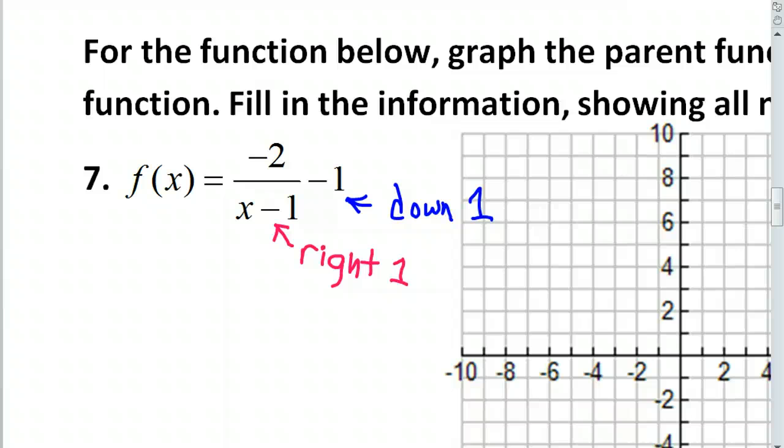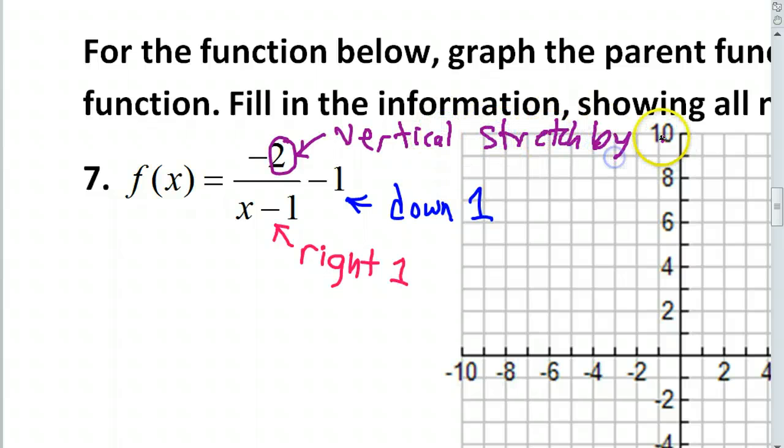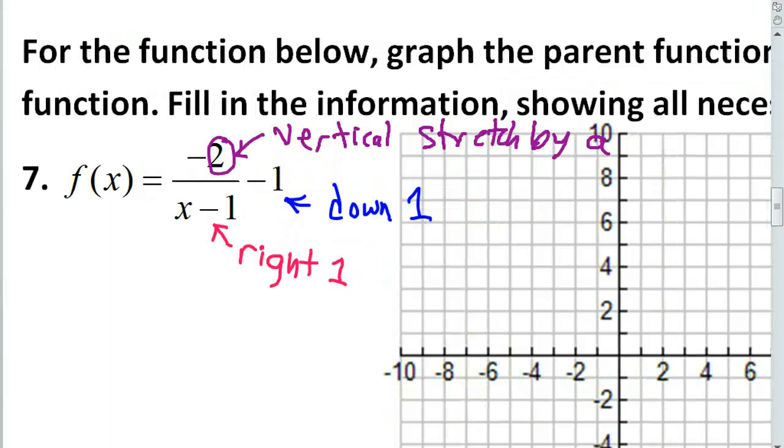What am I talking about? Well, I'm going to split it up, okay? The 2 part, without the negative sign. What is the 2 doing? Anyone remember this from before? Stretch. Vertical stretch by a factor of 2. You have to write down that entire thing. Vertical stretch by a factor of 2.